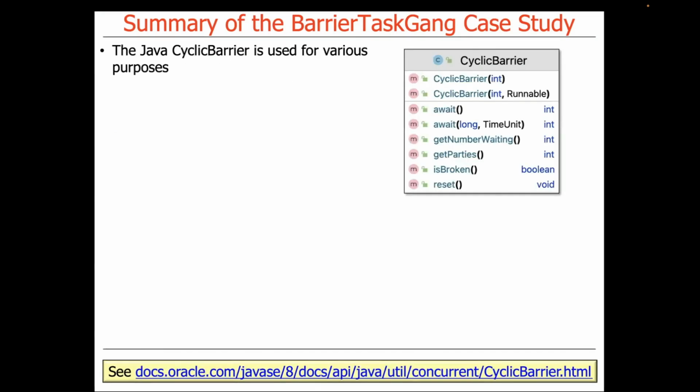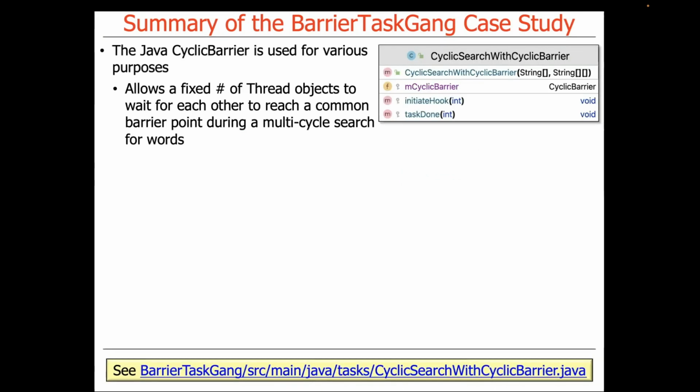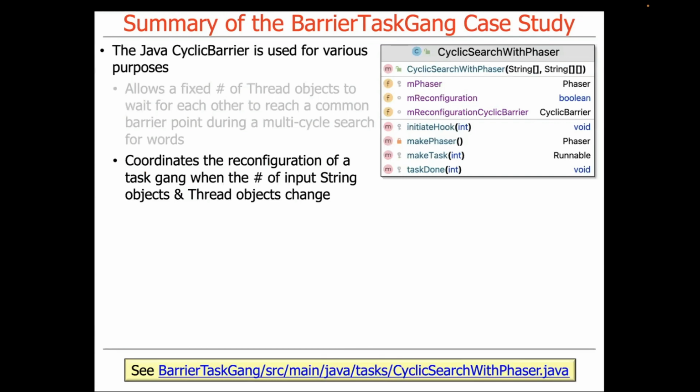We then used Java's cyclic barrier for several purposes. The most obvious one was to allow a fixed number of thread objects to wait for each other to reach a common barrier point during a multi-cycle search for words. And then we also used cyclic barrier with the cyclic search with phaser to coordinate the reconfiguration of a TaskGang when the number of input string objects and thread objects change from one cycle to the next. So we got to use that in two different ways.